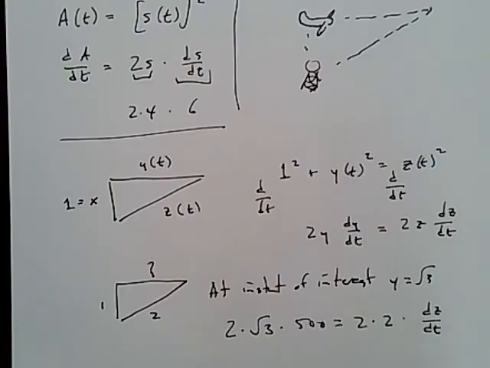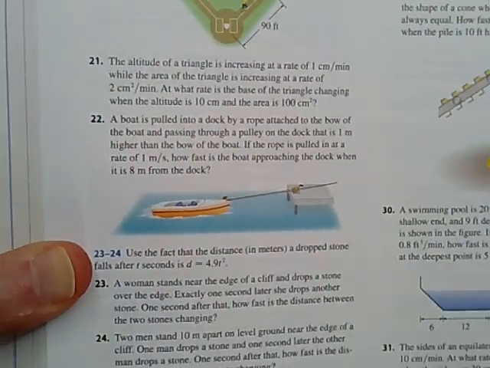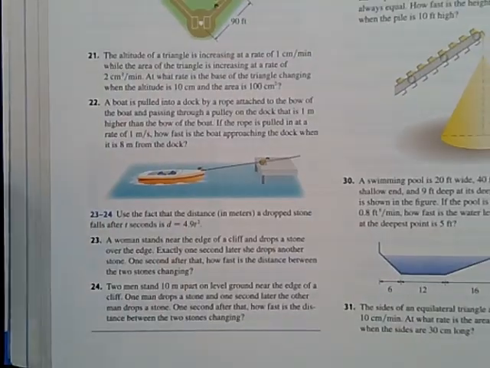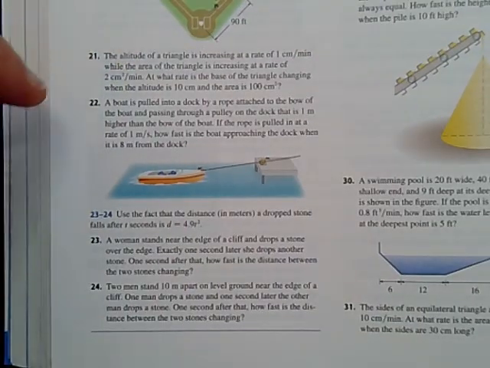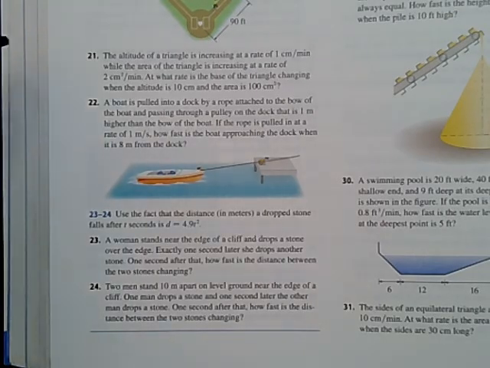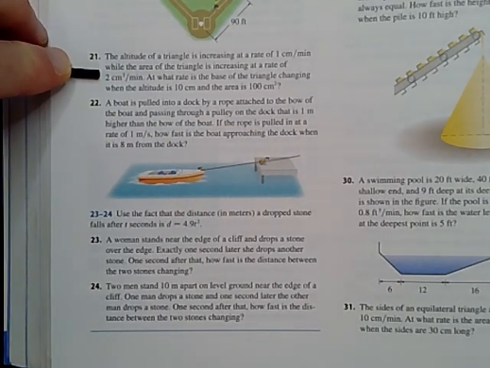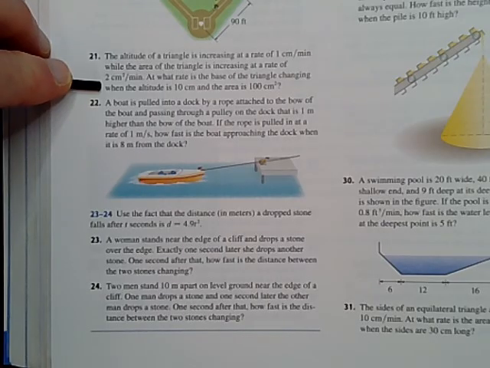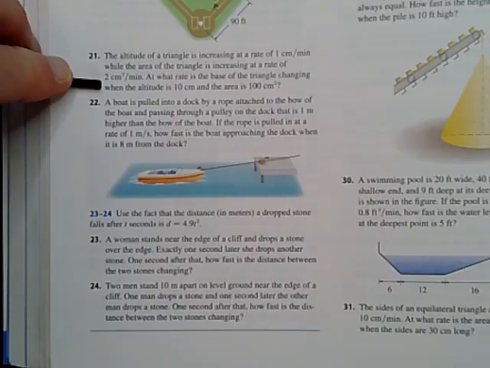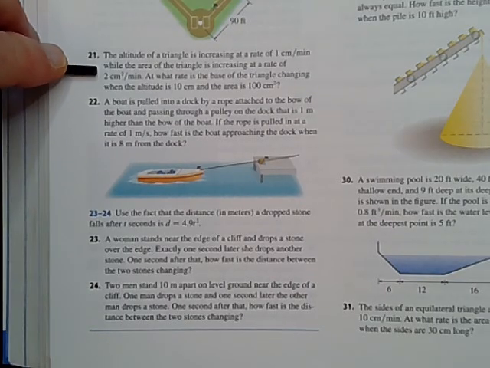Okay, so that was number 13, and then I also need to do 21. Here it is. Altitude of a triangle is increasing at a rate of 1 centimeter per minute, while the area of the triangle is increasing at a rate of 2 square centimeters a minute. At what rate is the base of the triangle changing when the altitude is 10 centimeters and the area is 100 square centimeters? Okay, so this is about the relationship between the sides of a triangle and its area.